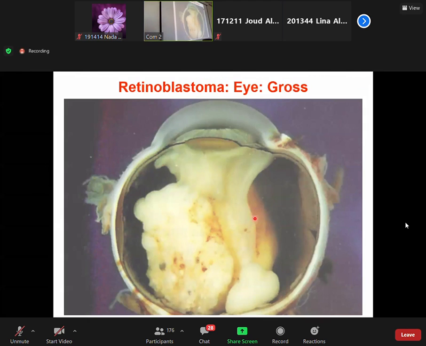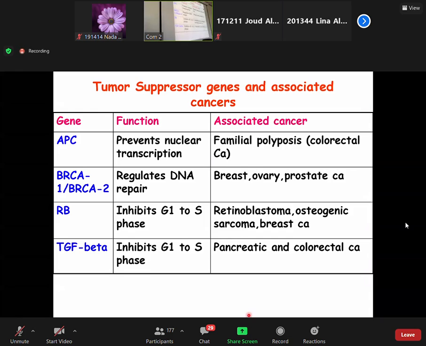Okay, so the result is going to be right there. This is a retinoblastoma filling the eyeball of this patient. Okay, that's going to result, if it comes in with birth, in what is known as the white reflex sign. Here are examples of tumor suppressor genes.